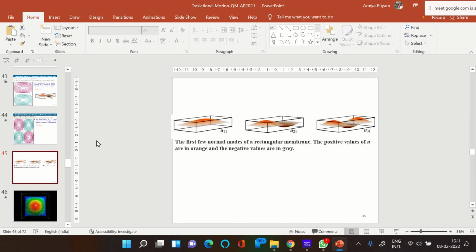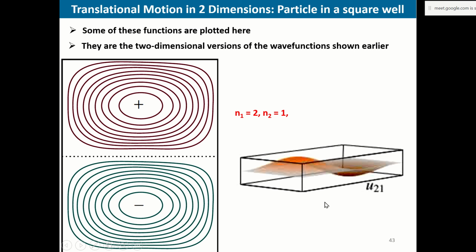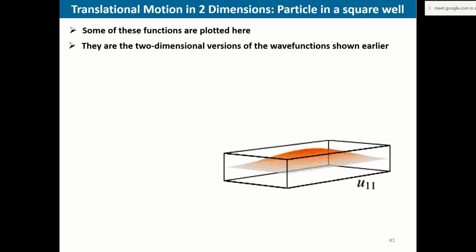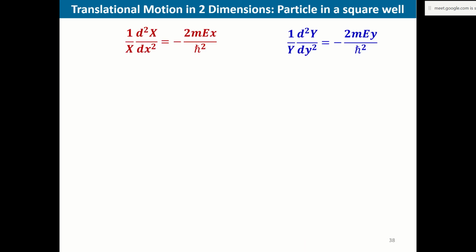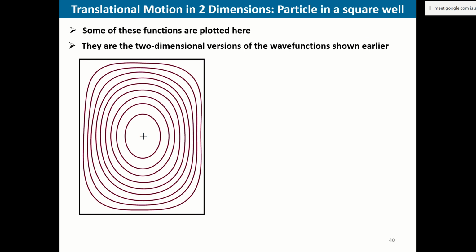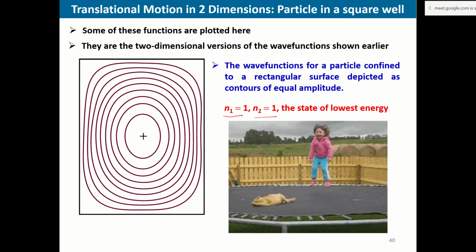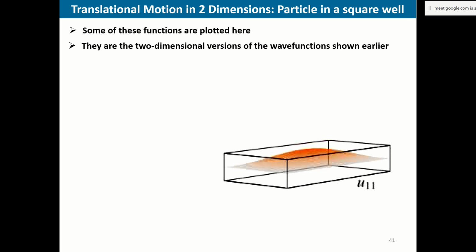So basically when you are drawing in exams, you will have to draw like this. Going back to the first case, when both are at the lowest energy, n1 equal to 1 and n2 equal to 1, there will be no node in this lowest possible energy state, and this is what we think of.